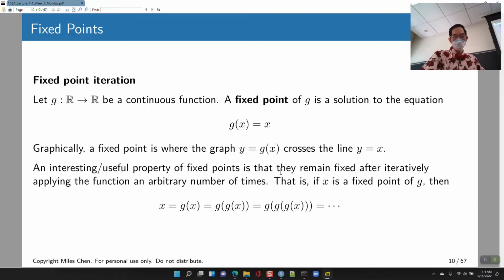So, fixed point iteration. The fixed point of a function g of x is where g of x is equal to x. If you think about the graph, it's the line y equals x, that diagonal line cutting through the Cartesian coordinate plane, where g of x crosses that line. The important fact is that if you apply the function to the fixed point over and over again, you just get the same value, because g of x is equal to x, so applying g to g of x is still x.